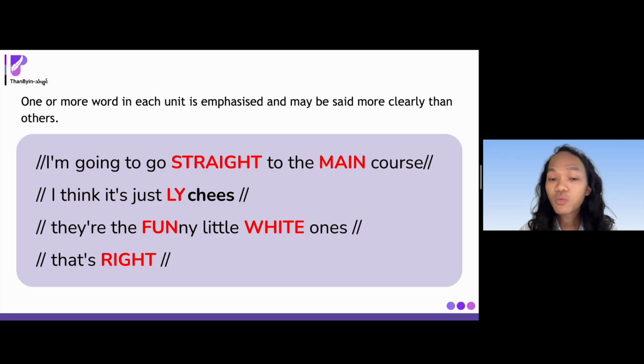They're the funny little white ones. Funny, white, key information. They're the funny little white ones. That's right.